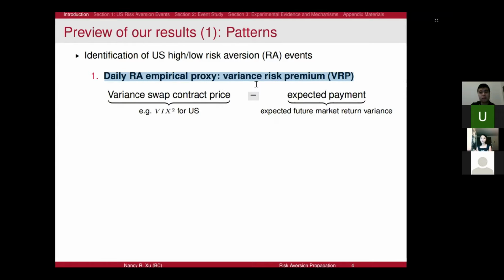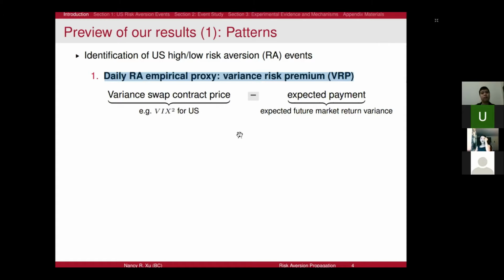For those who don't know what variance risk premium is, essentially it captures the excess price you are happy to pay to have a hedging position against the future stock market variance, right? So intuitively, if you are more risk averse, you are happy to pay more to have a hedging position against future fluctuation. That's basically the intuition behind it. Of course, when we get to the actual section 1, I'm going to say more details about this measure. But technically, this is the difference between the variance swap contract and the expected payment. And that's why this is called a risk premium measure, right?